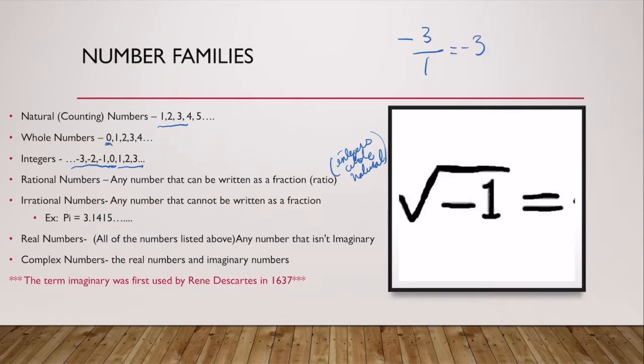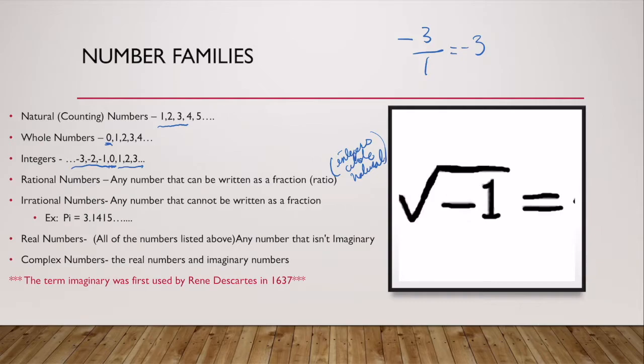After the rational numbers, we have the irrational numbers, and that's any number that cannot be written as a fraction. So that doesn't include any of the rational numbers or the integers. Some famous examples are pi or the golden ratio. And then the real numbers, the real number system that we're going to be working in for the majority of this course, includes all of the numbers listed above. So it includes irrational numbers, rational numbers, integers, whole numbers, and natural numbers.